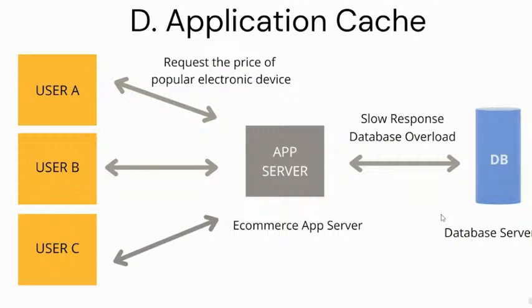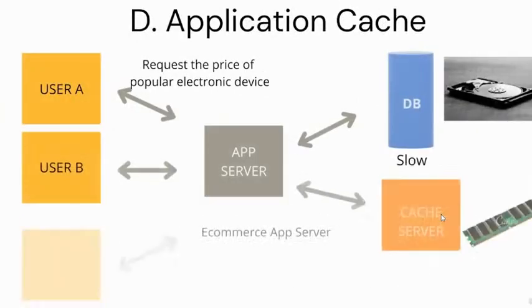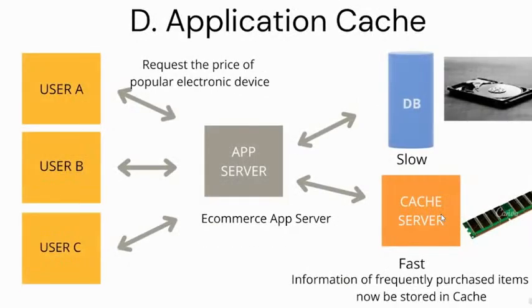Now imagine if you have 1 million users trying to access this price. That is going to overload the database. Not only that, database is slow in terms of responding back, and hence that's going to degrade the application performance. How can we solve this problem? We can solve this problem by adding a cache. So we know from our course that cache works faster than database, and hence we can now store the price of frequently purchased items in the cache server.